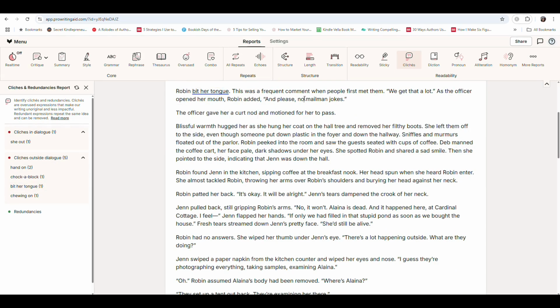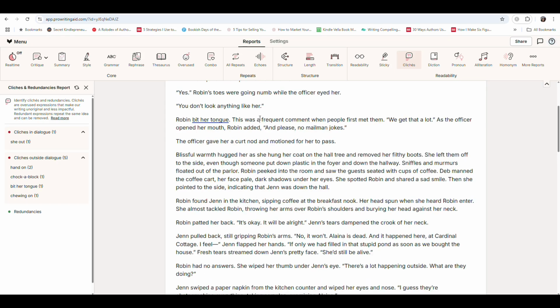"Bit her tongue." Now, they consider that to be a cliché because it's something people say all the time to mean that she was quiet. She stayed silent. So instead of saying bit her tongue, let's see what they recommend. They don't recommend anything, but you could say Robin stayed silent. Robin said nothing. Robin kept quiet. I try really hard in many instances to come up with unique phrases.